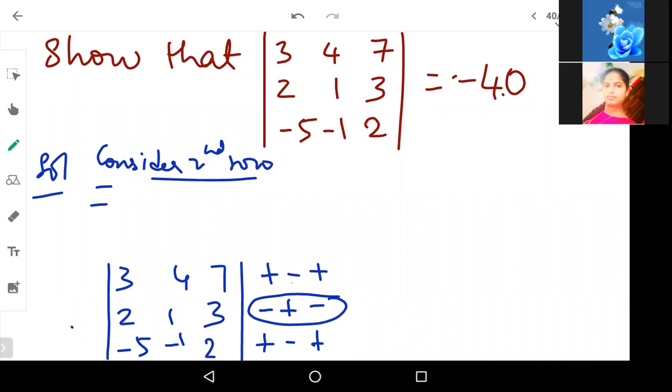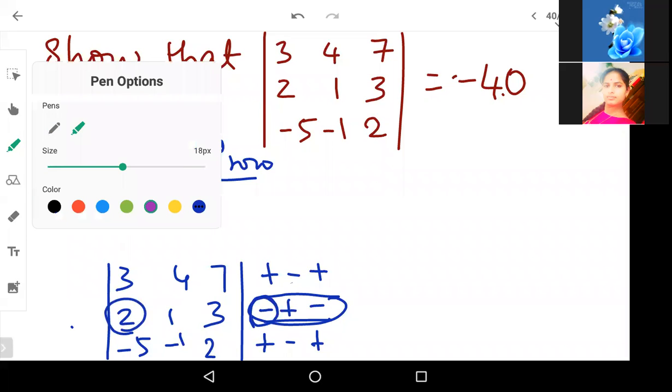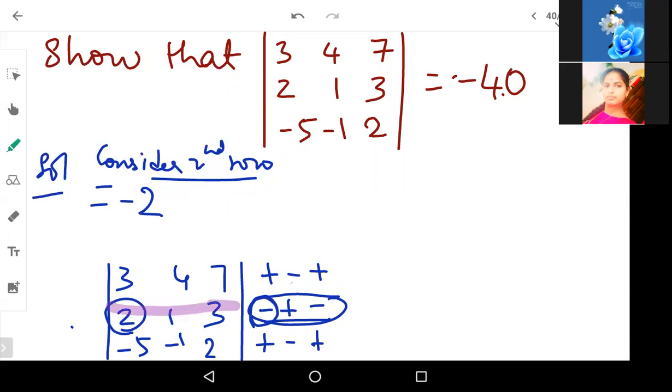Now when you are considering the second row here, so the first element in the second row is 2. So that will become minus 2. Why minus 2? See the position here first, it is minus. Okay, now since I have taken the second row as the base to solve the problem, so I will be deleting the second row and I will be deleting the first column. Why first column? Because 2 is part of the first column, so that is why I will be deleting the first column and the second row.